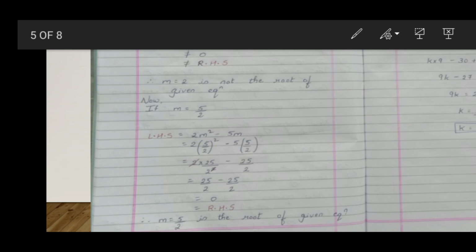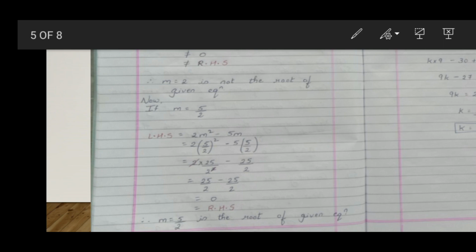We have 2 multiplied by (5/2) the whole square minus 5 into 5/2. We get 2 multiplied by 25/2 squared minus 25/2. You all can see I have kept it in terms of 2 square. I could have converted that 2 square into 4. That is also fine. So my 2 and the square term get cancelled.